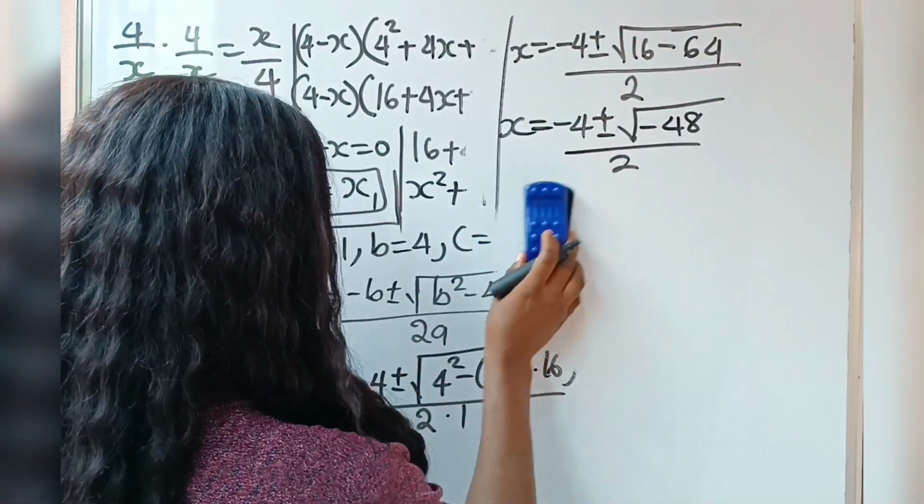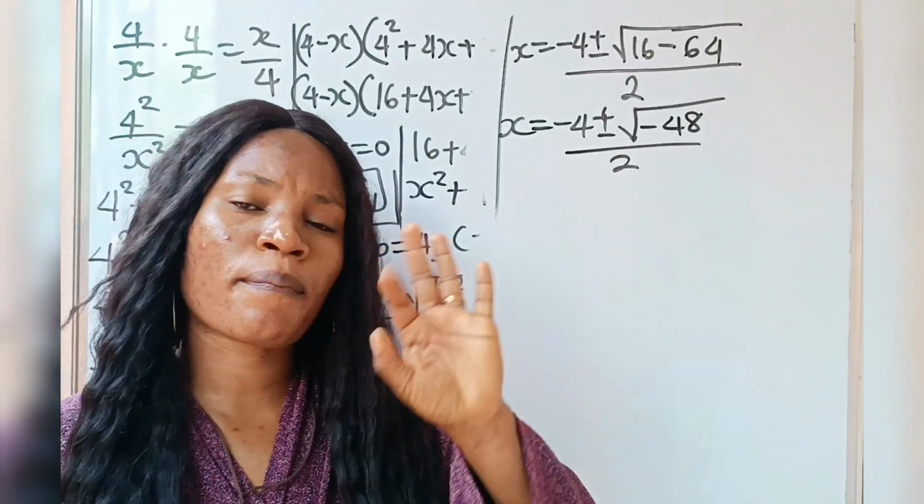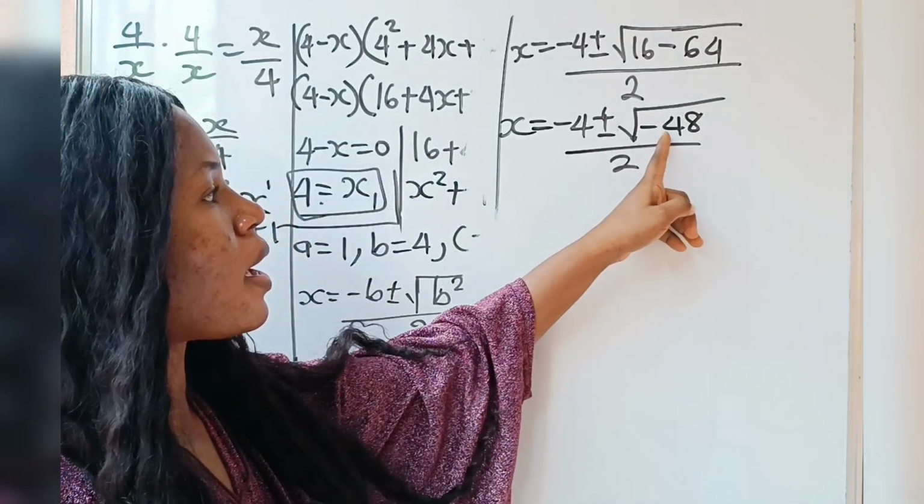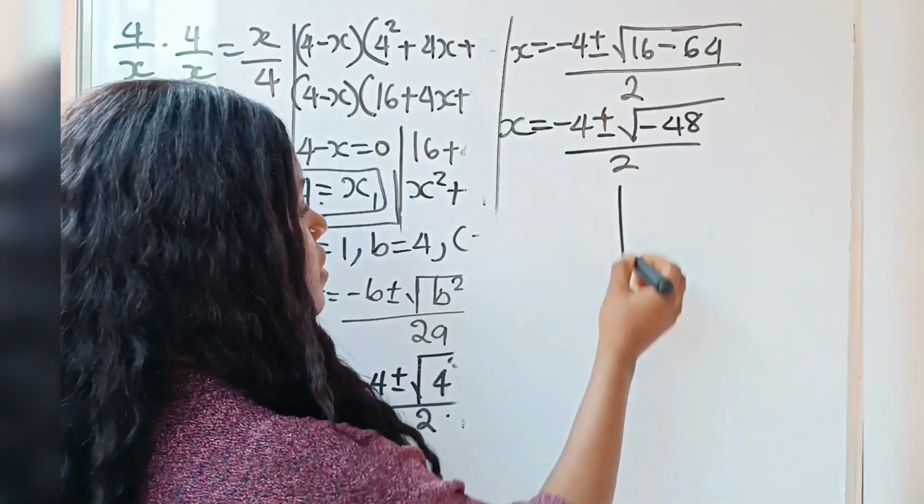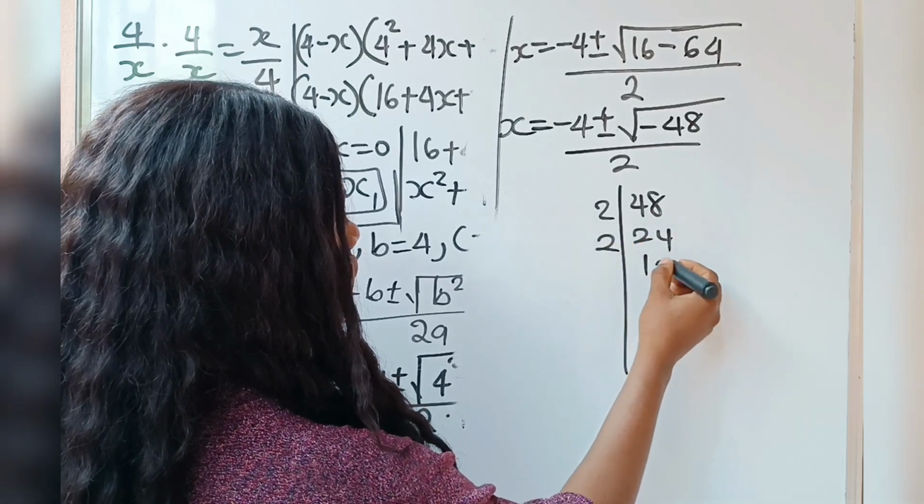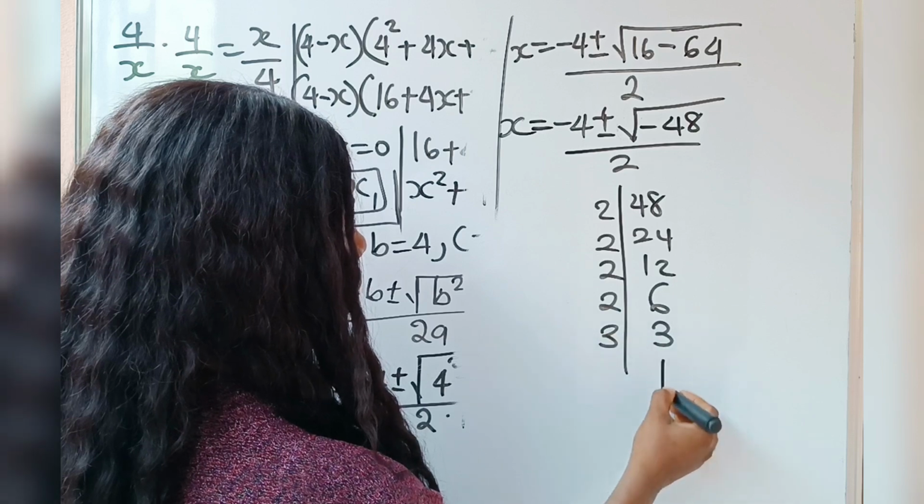Okay, now we need to simplify this. Okay, and to do that we need a perfect square and an ordinary number, that when you multiply both of them together you're going to get 48. Now we are going to simplify 48 to get the perfect square. 2 divide this we have 24, 2 divide we have 12, 2 divide we have 6, 2 divide we have 3, 3 divide we have 1.